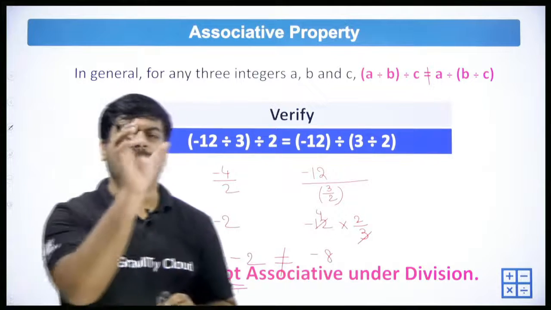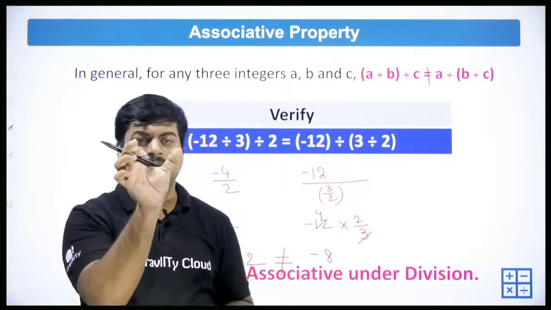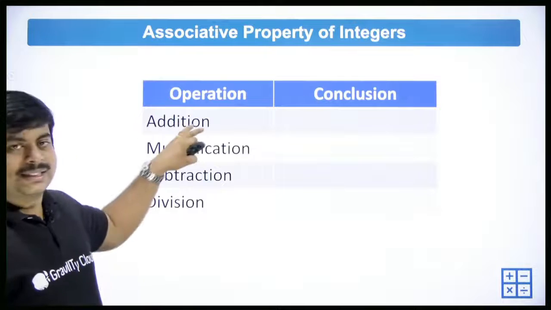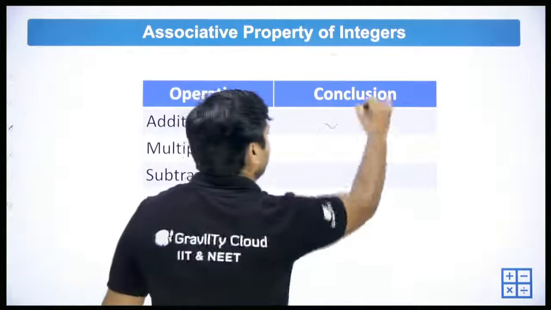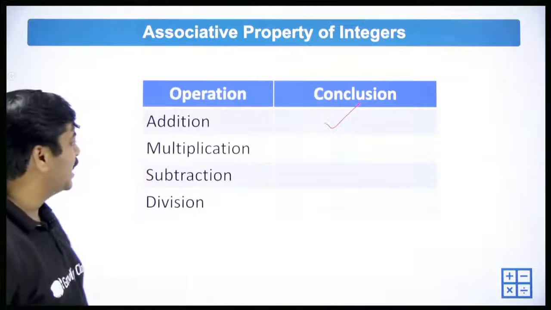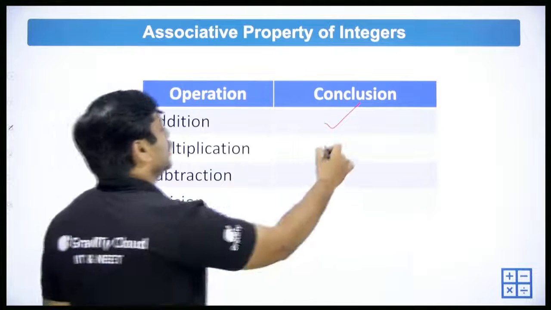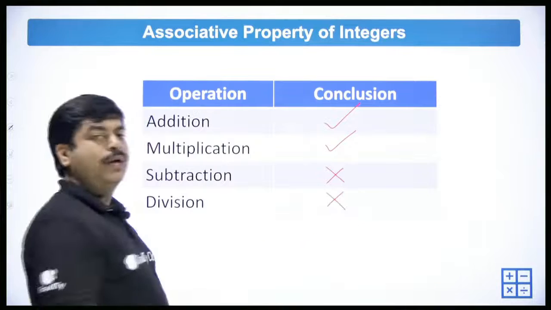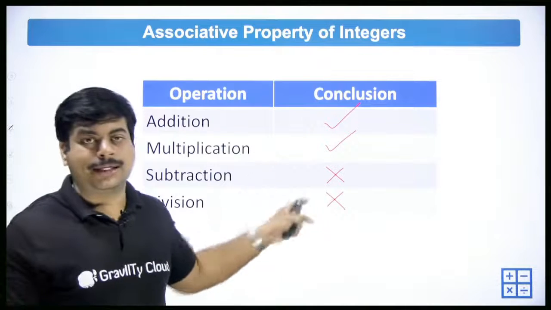So let us try to keep all these four together for associativity. Addition we discussed, yes, it is correct. The relation is satisfied. Multiplication correct. Subtraction no, and division also no. These two are not satisfying the associative property.